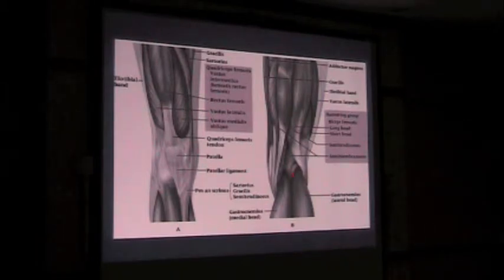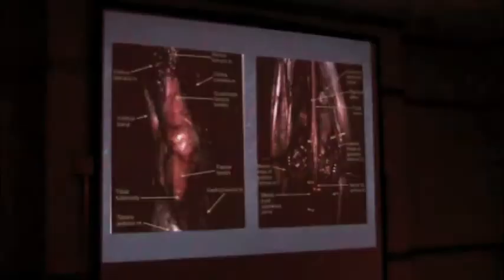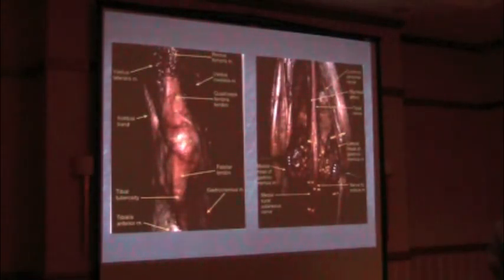This is the posterior aspect of the joint. These are your hamstrings. You've got your semimembranosus and semitendinosus hamstrings out here on the medial aspect. Then you've got your biceps femoris hamstring over here, the long and short heads. The IT band is coming out to the side. So those are just some basic structures here in the knee. This is what you're looking at from a gross anatomy standpoint. It's a little dark, and I apologize.